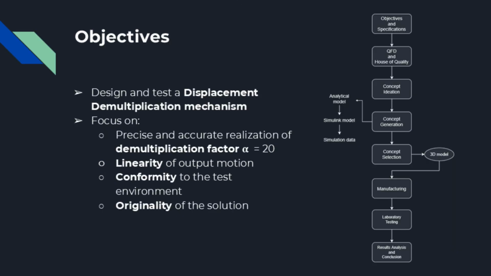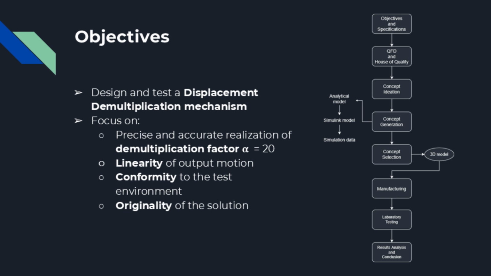The objective is to design and thoroughly test a displacement demultiplication mechanism, ensuring high performance and reliability. The key focus areas include precise and accurate realization of the demultiplication factor. The mechanism must achieve a demultiplication factor of 20 with minimal deviation, ensuring consistent and repeatable performance.